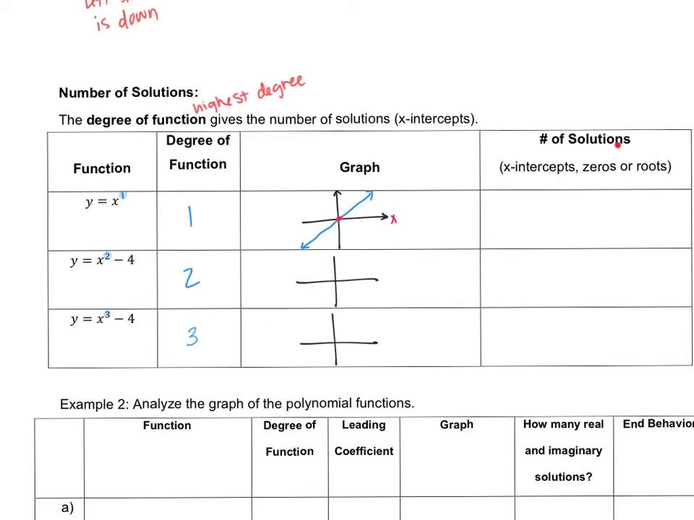Now, oftentimes solutions can be known as x-intercepts, zeros, or roots. They all mean really the same thing. They're just asking, what is the solution, or how many times does it cross the x-axis? And it only crosses it one time, so there's only one real solution. And it's real because I can see it.